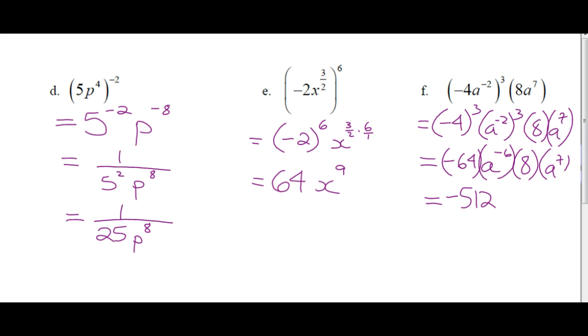Where did you get that? Because 64 times 8 is 512. A to the negative 6 times a to the 7th is a to the... a. It's just a. If it was a to the a, we'd be talking. A times itself 8 times. So it's negative 512. Okay.